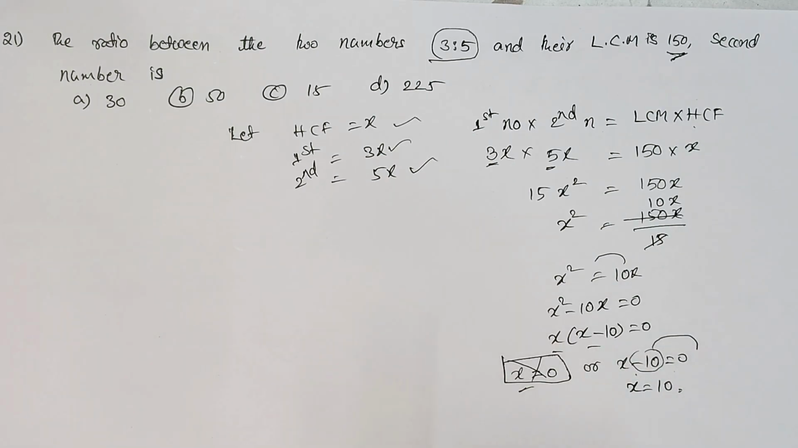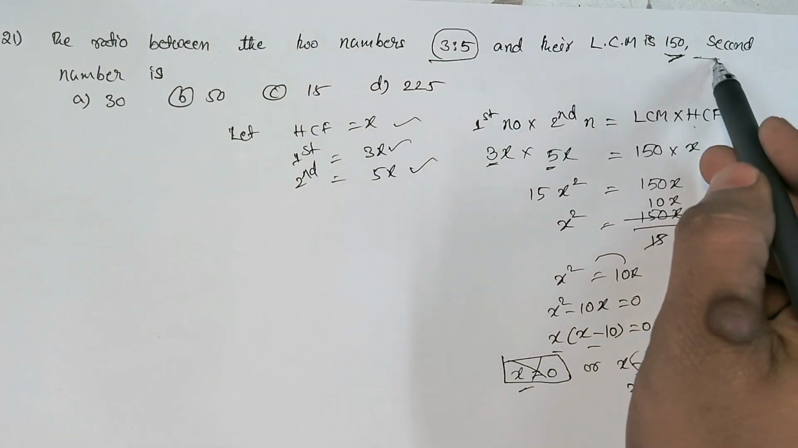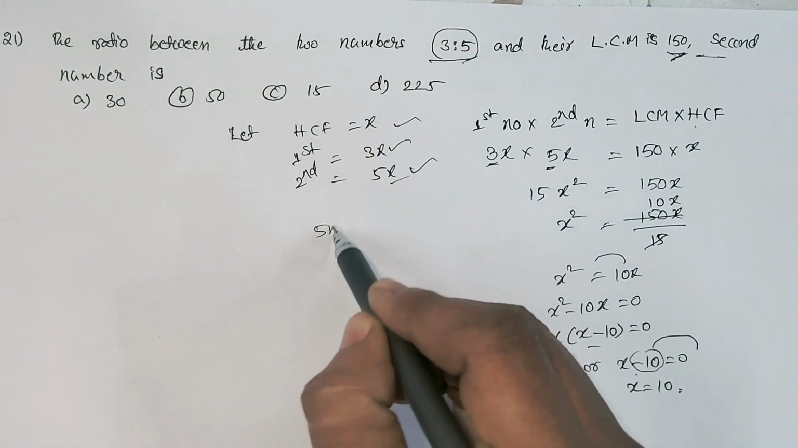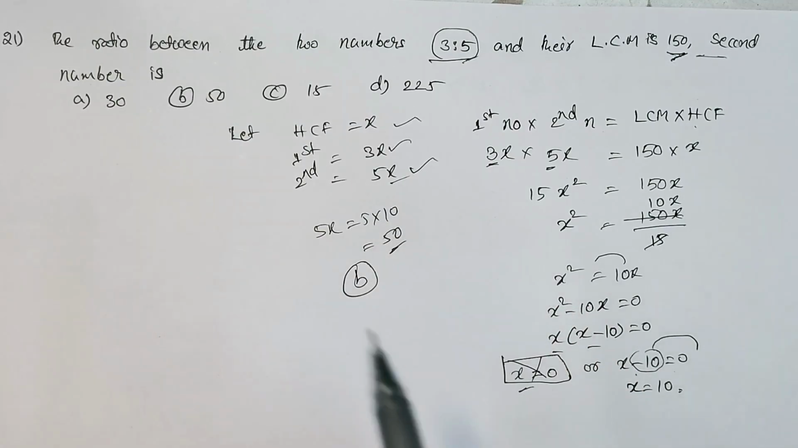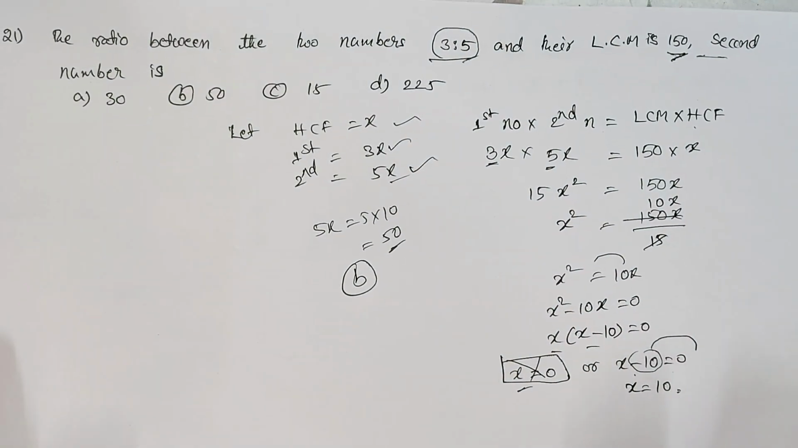So we got the x value as 10, and we are asked to find the second number. Second number is what? 5x. 5x means 5 into 10, that is 50. So option B is the correct one in this case. Okay, now let us see the next question.